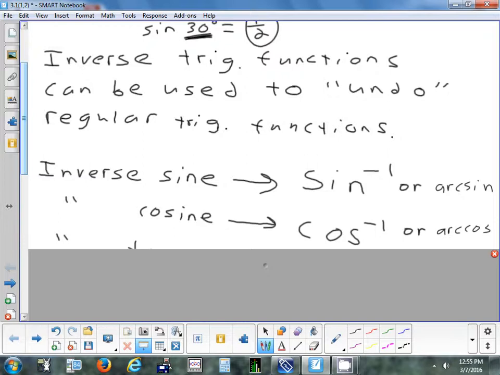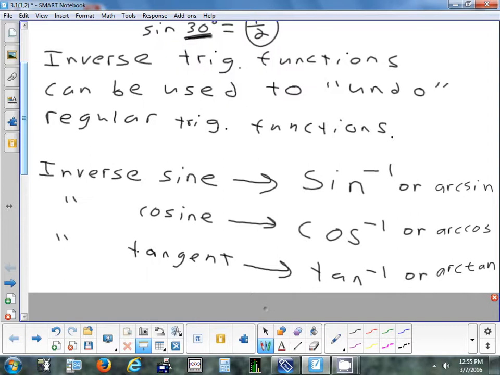Okay, inverse cosine has a similar notation. Cosine with a -1 up higher. Again, older books, you might see it written as arc cosine. And inverse tangent, tangent with a -1, or arc tangent.